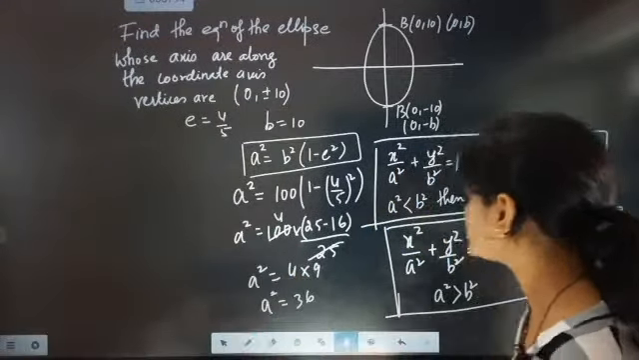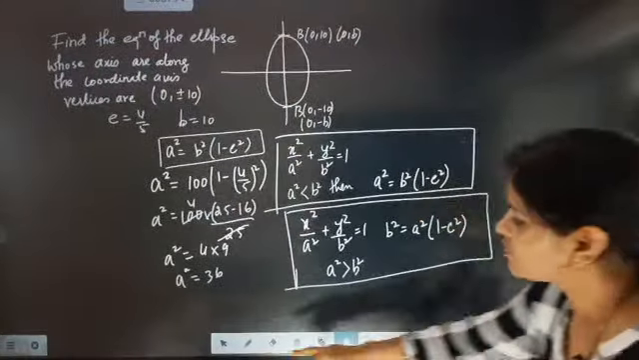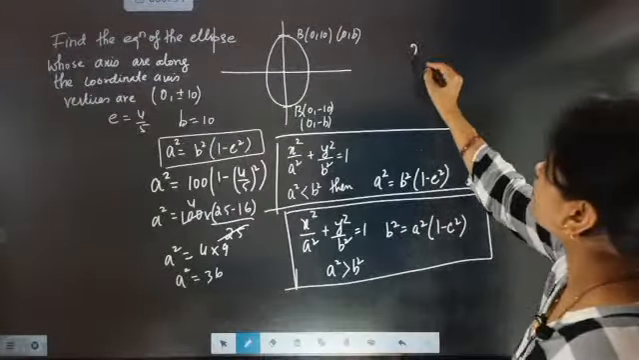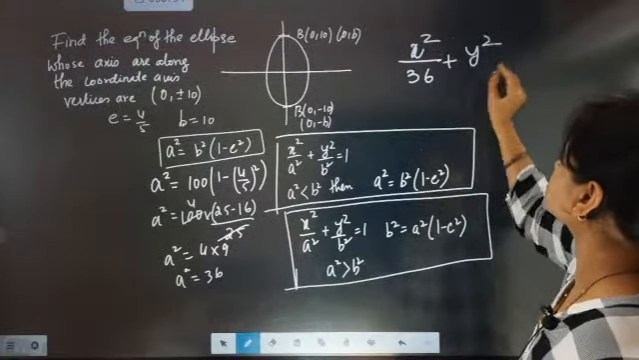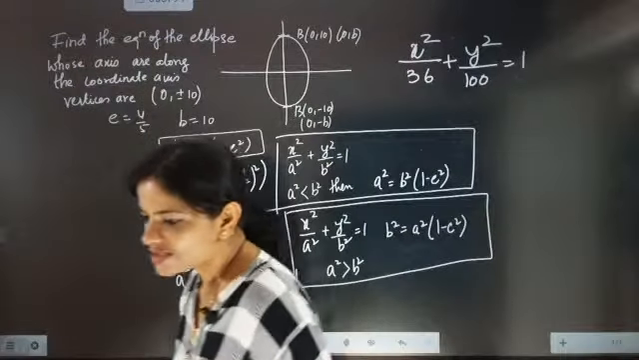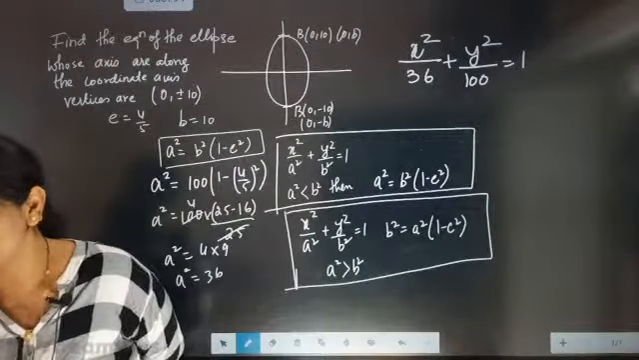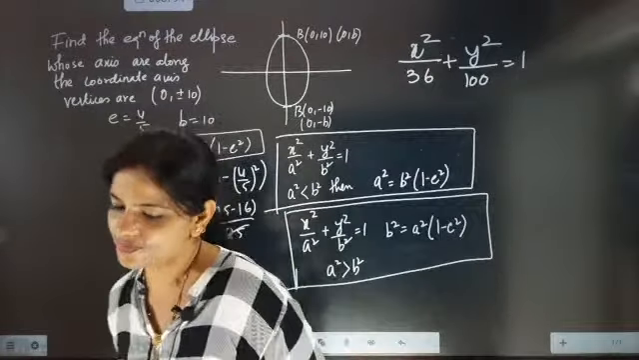So once you got a square as 36, now what will be the equation of the ellipse? The equation of the ellipse will become x square by 36 plus y square by 100 equal to 1. Hey, super Pooja, Shreya. Bang on. Correct only. So 3 of you have done that work.